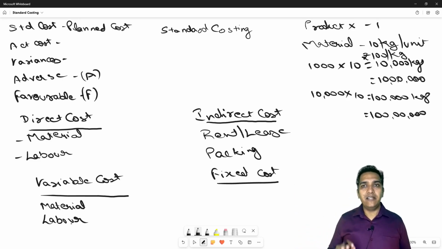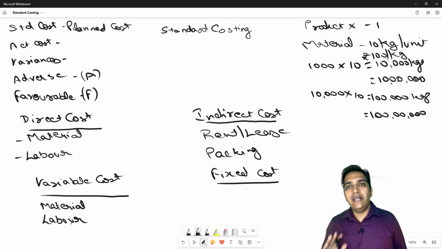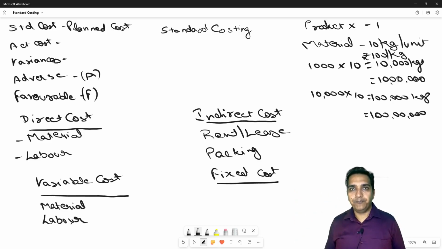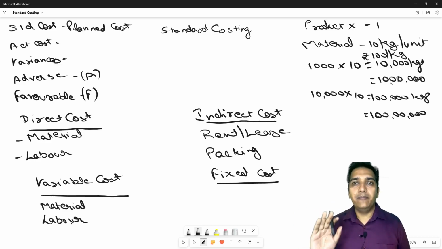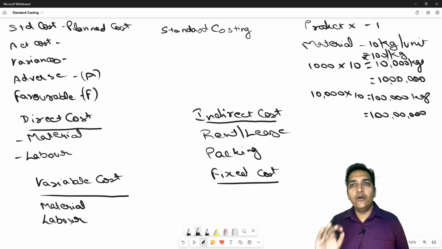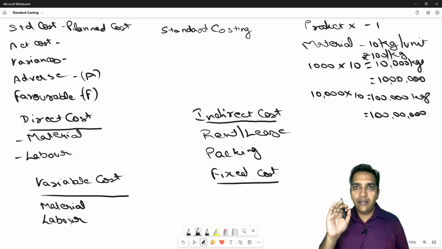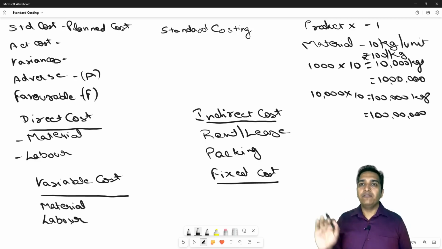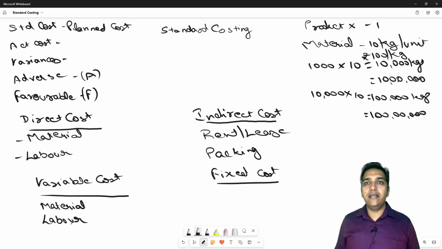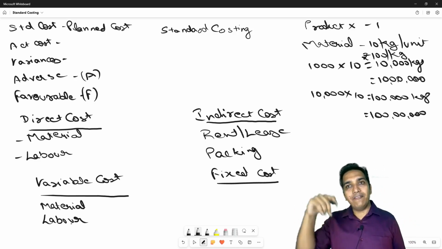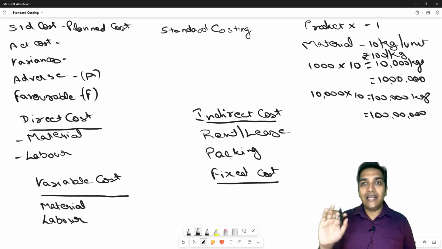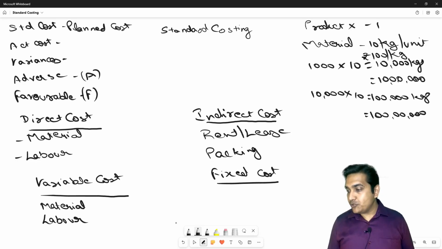Say for example, for the month of April there are 30 days. You have an agreement with the landowner saying that every month I am going to pay you 1 lakh rupees rent, right? Now in the month of April, for the landowner it does not matter if you are using the plant or factory for 1 day, for 10 days, for whole 30 days, or you are not using at all. You have to pay him 1 lakh. So that becomes fixed in nature.